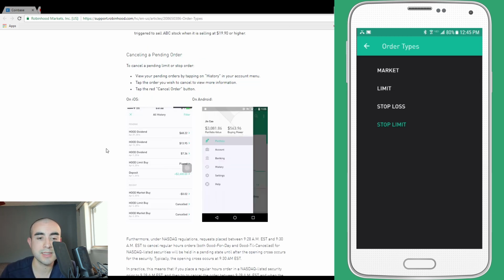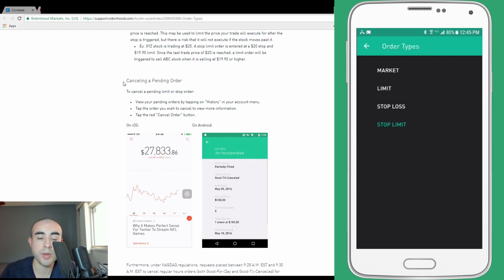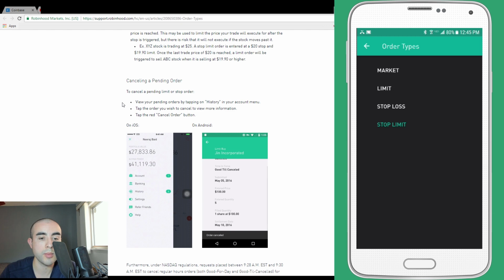Those are the 4 types for selling. Again, back in the help article, it shows you a little more information on how to cancel a pending order. You can always cancel an order on Robinhood at no cost anytime you want. And that pretty much sums up today's video on the 4 different sell types on the Robinhood app.